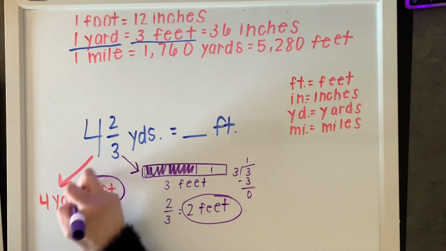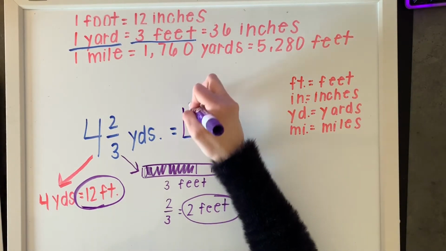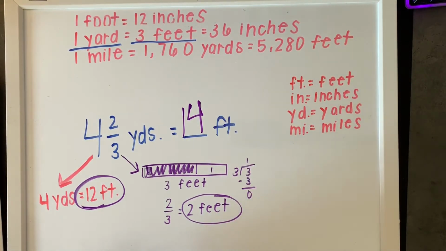I know 4 yards equals 12 feet. I need to combine those parts, so 12 feet plus 2 feet equals 14 feet. So 4 2/3 yards equals 14 feet.